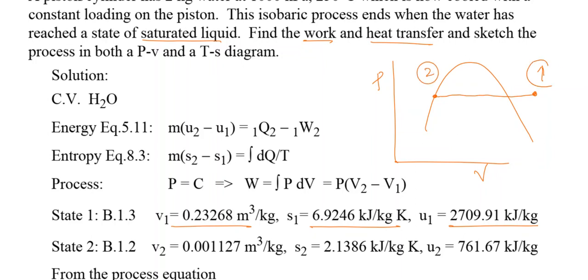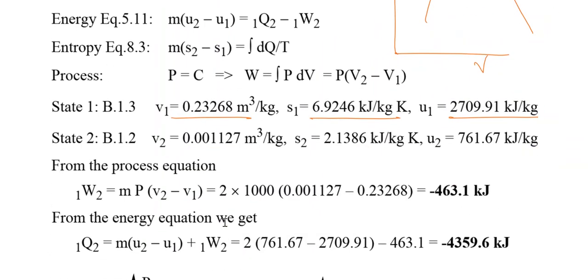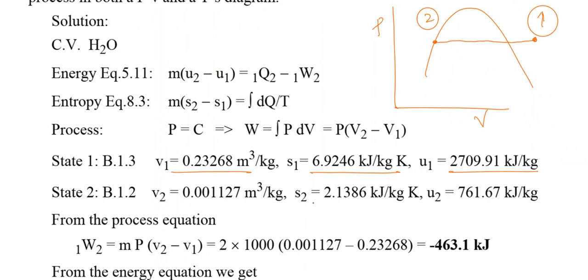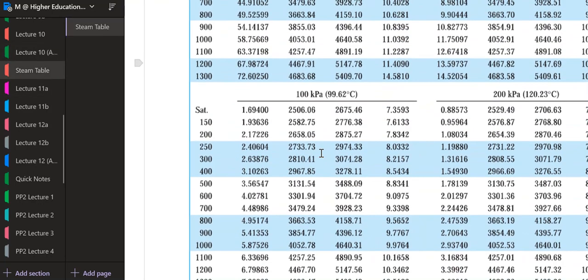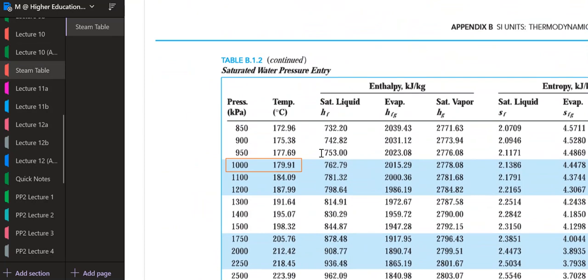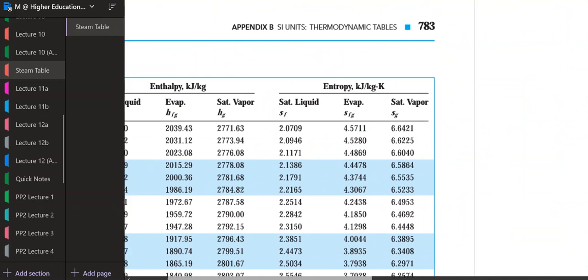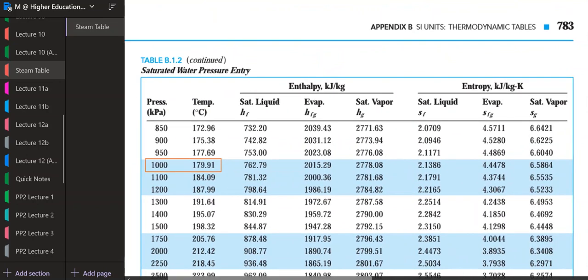So going back to the steam table, but now the saturated steam table, I have to find the volume V2, the entropy S2, and internal energy U2. That is the saturated liquid volume, saturated liquid entropy, and saturated liquid internal energy. So you have to go back to the saturated steam table and find the saturated liquid values. We do not need the enthalpy anyway. So we have to find the saturated liquid entropy over here.